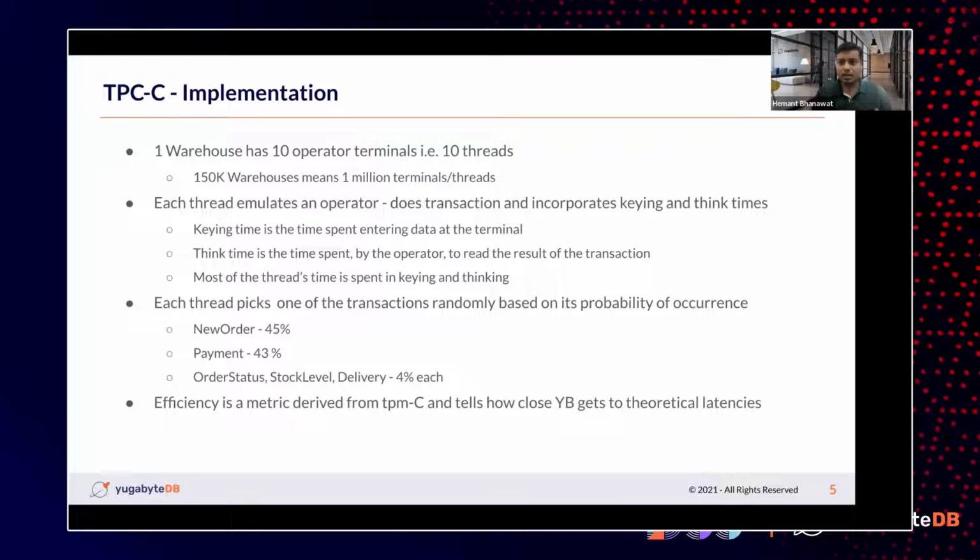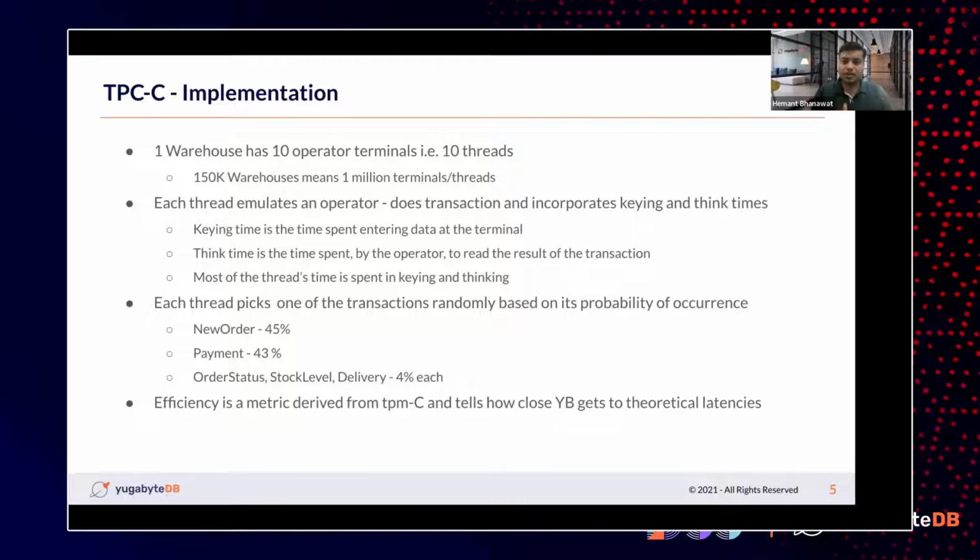Now, each thread, after keying, will pick up a transaction. That transaction can be a new order transaction, or a payment transaction, order status, stock level, or a delivery transaction. And TPC-C has defined how much percentage of these transactions should be part of that complete mix, right? So for example, new order is about 45% of the total number of transactions that happen.